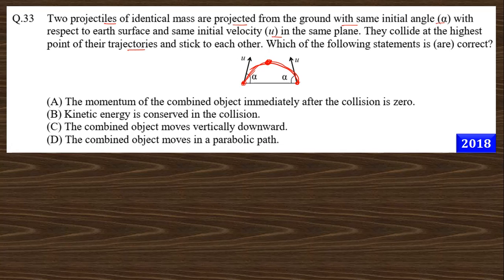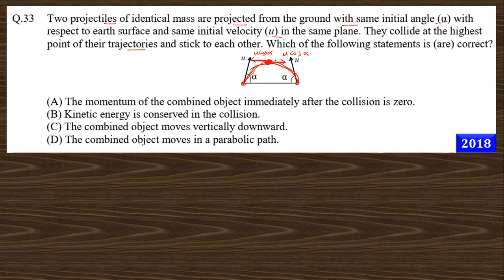So at the highest point they collide. At the highest point, the velocity component is only u cos alpha. For that particle along this direction it is u cos alpha, and for the other particle along this direction it is also u cos alpha. So they have the same speed, and they collide.